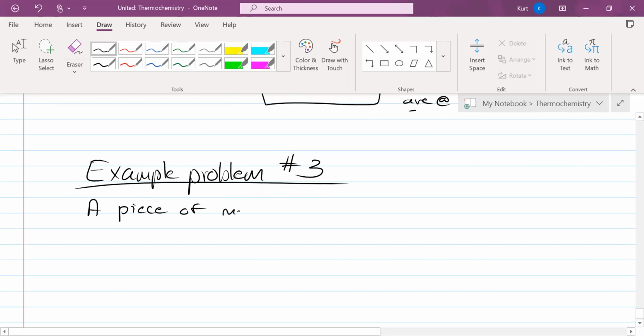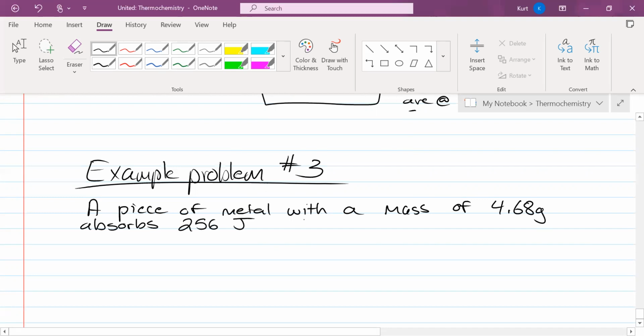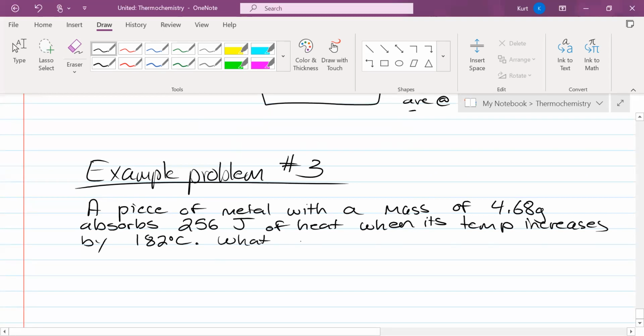A piece of metal with a mass of 4.68 grams absorbs 256 joules of heat when its temperature increases by 182 degrees Celsius. What is the specific heat of the metal?